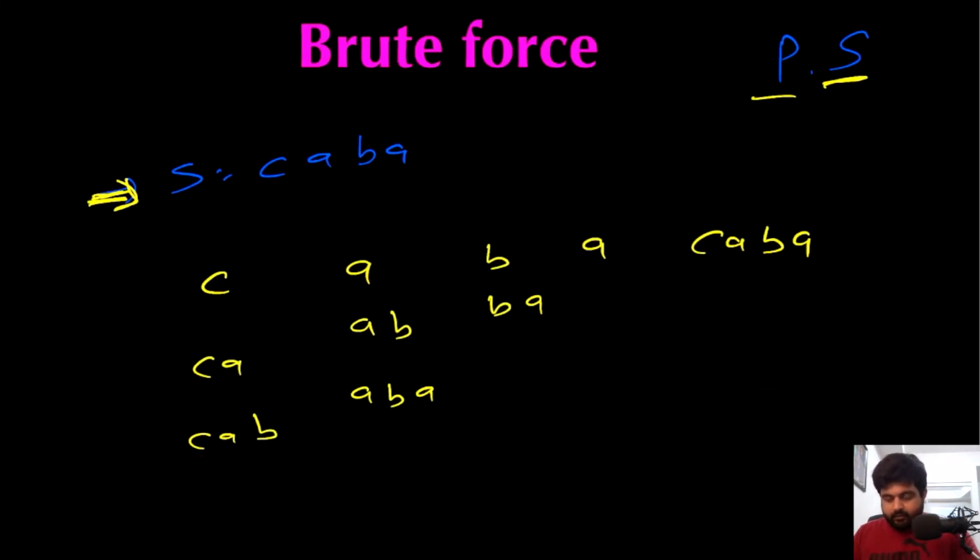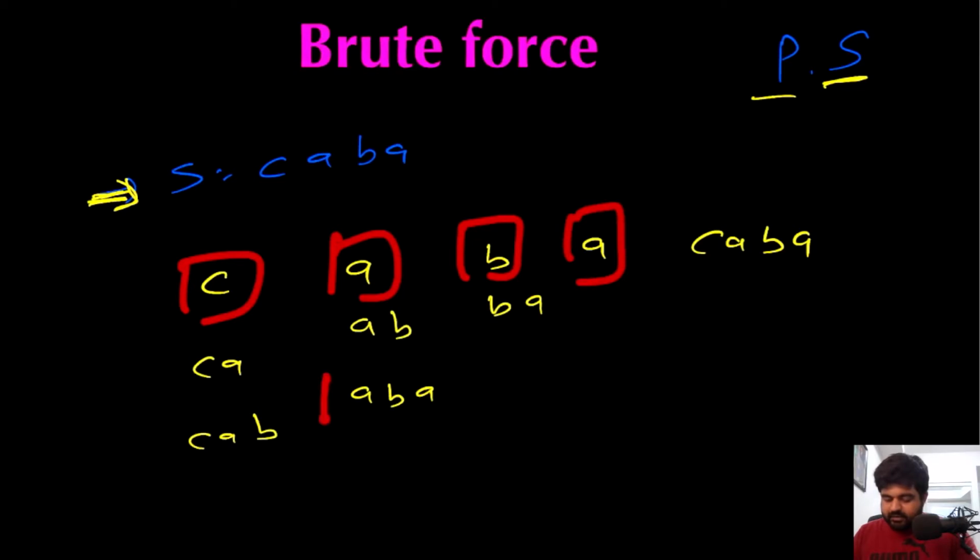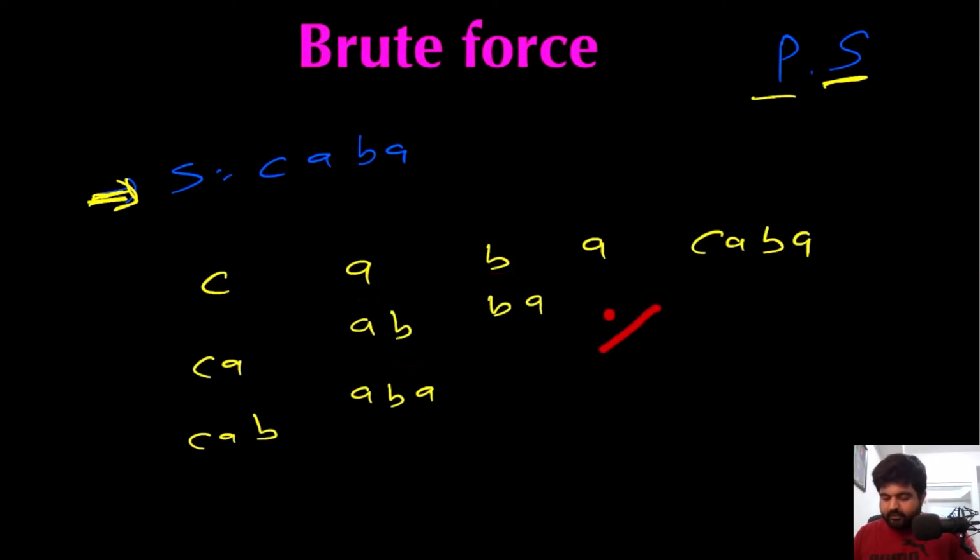Now all we have to do is check whether any given string is a palindrome or not, and in this case we will find that these four strings are palindromes, and also this string is a palindrome. All the other strings are not palindromes, and then in the end we can return 5 as the answer for this problem, and that would be a valid answer.